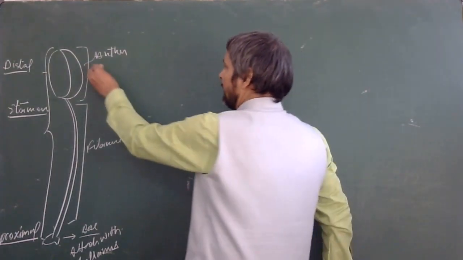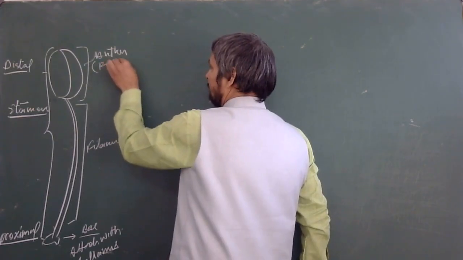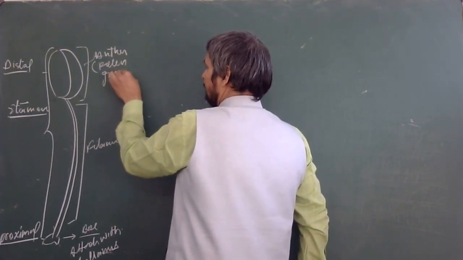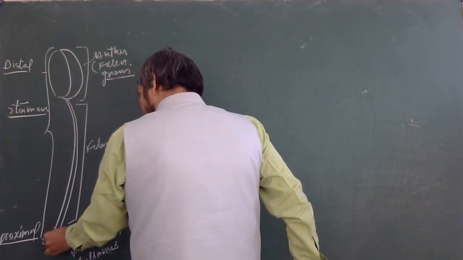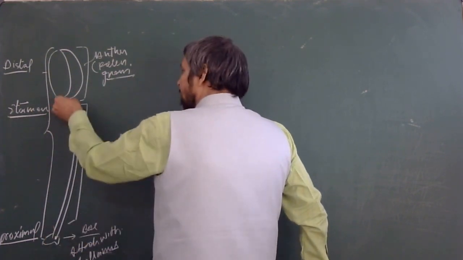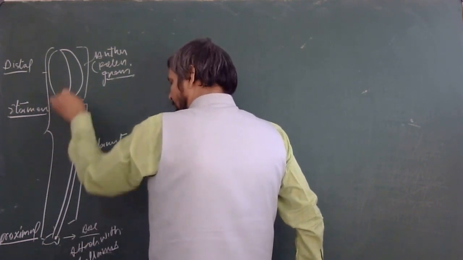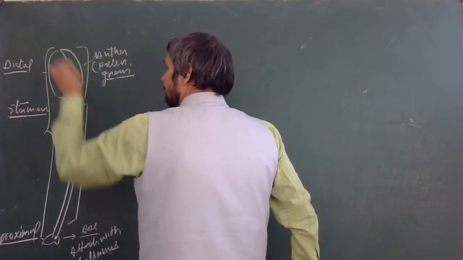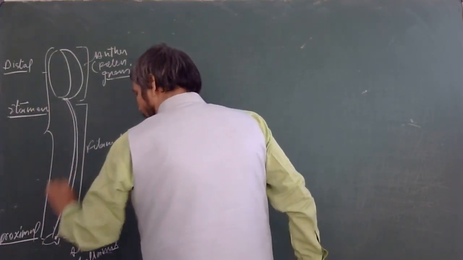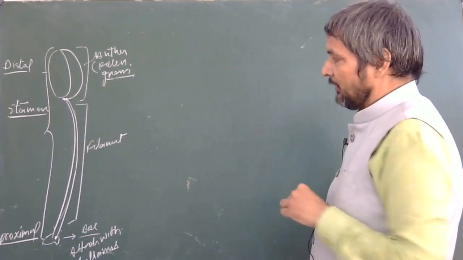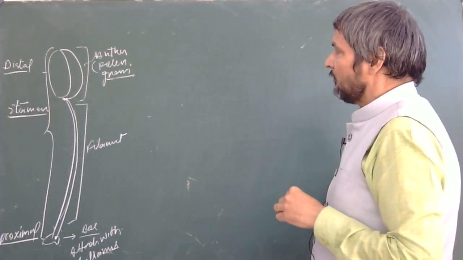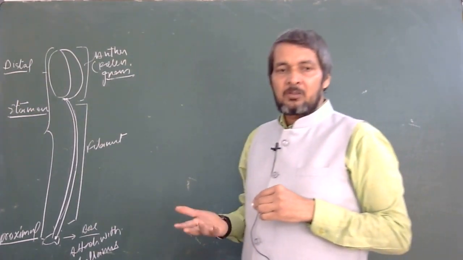Here pollen grains will develop. You remember, pollen grains will develop here, and now the basal part of the stamen. Between the basal part and the distal part, the whole length of the stamen is known as the filament. So in this way. Now, what is a typical angiospermic anther?